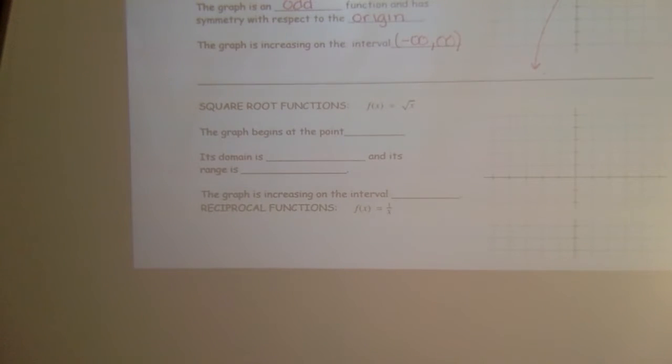Square root function. This graph begins at what point? 0, 0. When I let x be 1, what's y? What's the next x value I can put in and get a whole number? 4. What's the square root of 4? 2.